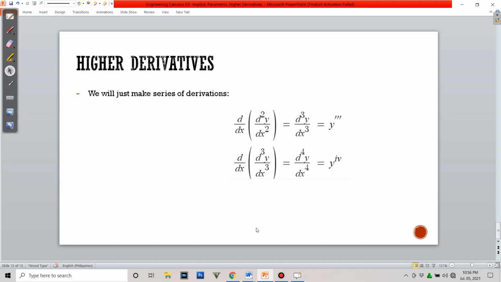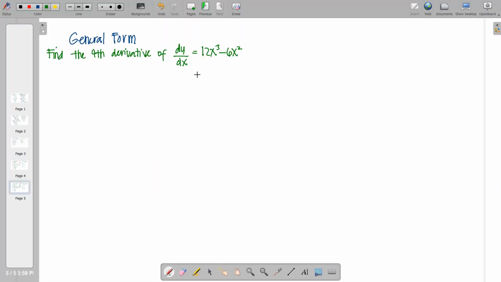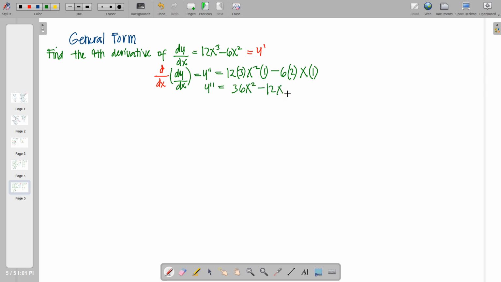and it can be best illustrated in examples. So we have: find the fourth derivative, where dy over dx is equal to 12x cubed minus 6x squared. So this is actually y prime. Deriving this again becomes y double prime. So we have the first term and then the second term. We have 36x squared minus 12x. So this will be our y double prime.